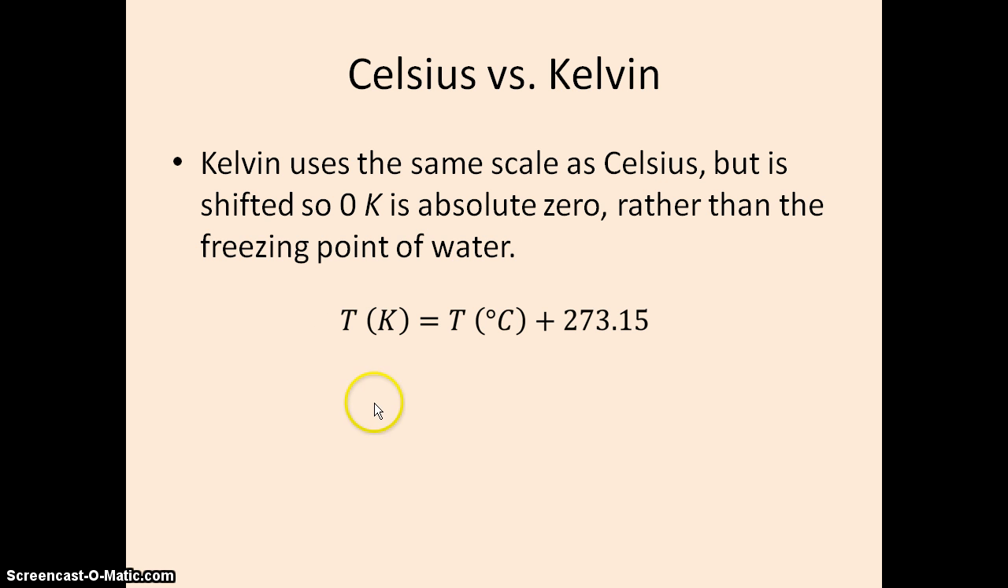Here's the equation that lets us convert from Celsius to Kelvin. If you had a temperature of 2 degrees Celsius, that would correspond to 2 plus 273.15, so 275.15 Kelvin.